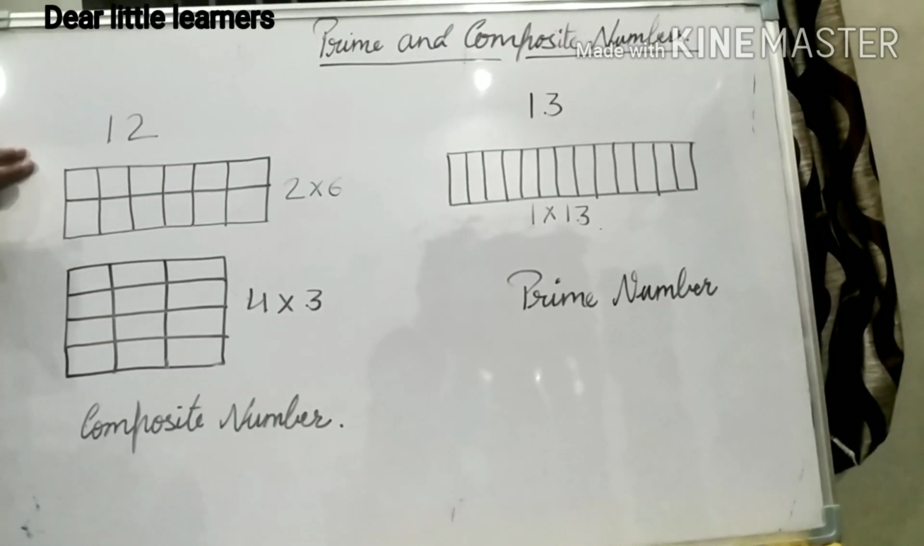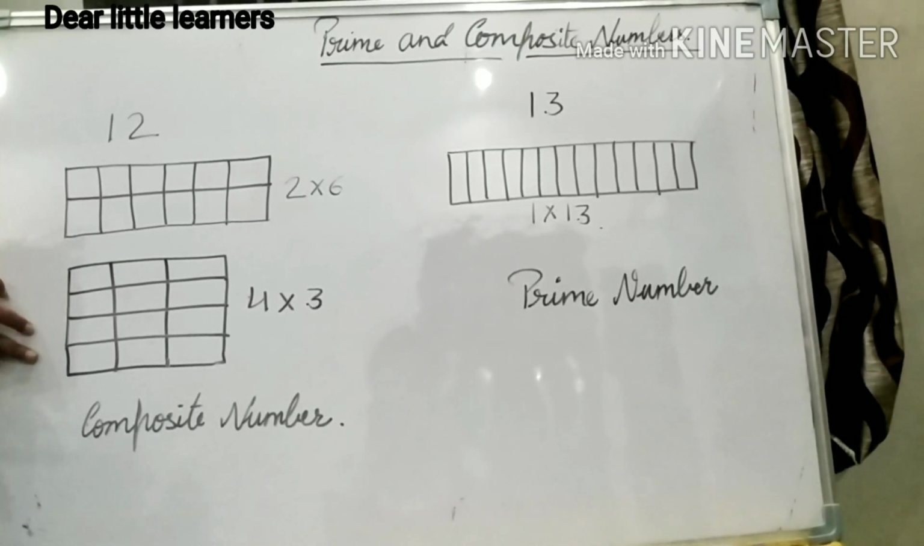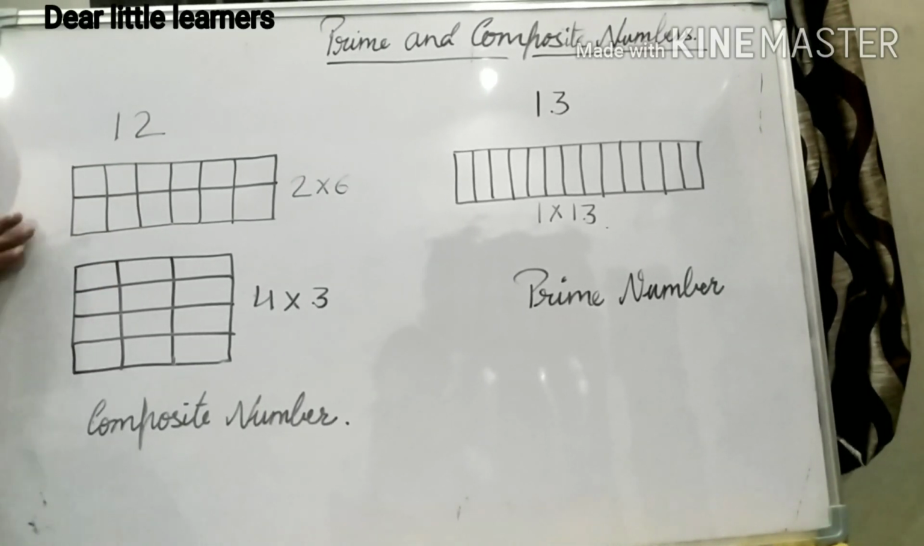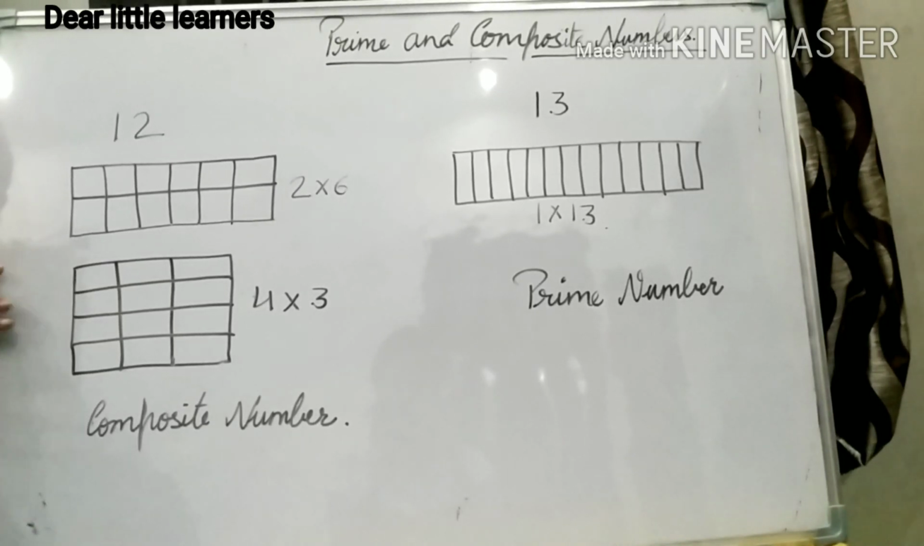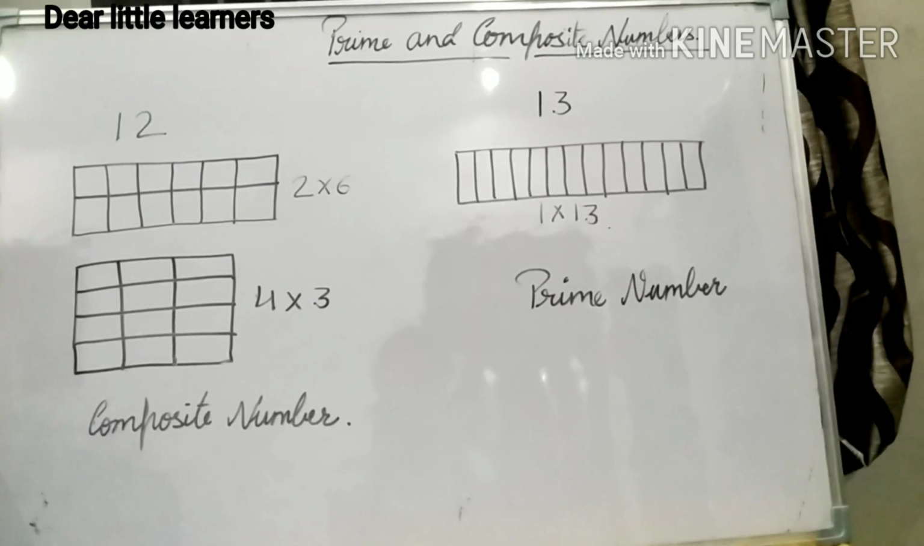And see this one. Here I have taken 4 rows and 3 columns. So 4 multiplied by 3 is also 12. So this is the best example for composite numbers, that we can arrange them equally in different types of rows and columns.